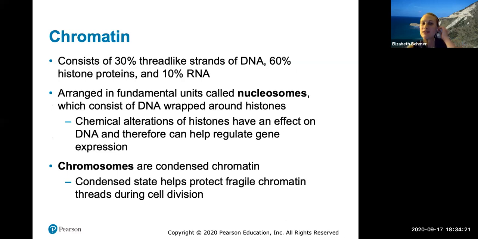The chromatin consists of 30% thread-like strands of DNA, 60% histone proteins, and about 10% RNA. It's arranged in fundamental units called nucleosomes, which consist of DNA wrapped around histones. And histones are just proteins that DNA will wrap itself around. During part of mitosis, the chromatin will form chromosomes, which are condensed chromatin, where we get DNA wrapped very tightly around those histones. Chromatin forms your chromosomes right before your cell divides.